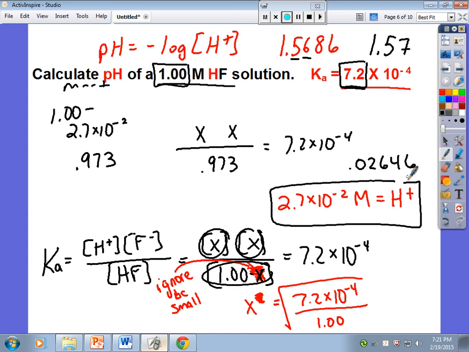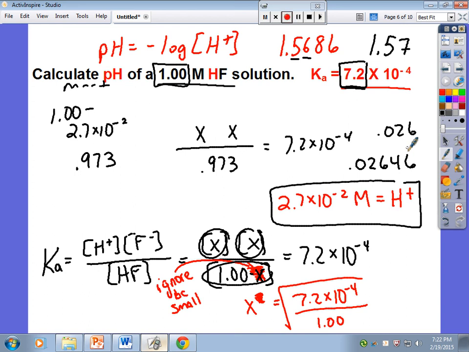0.02646, which is pretty close. It's 0.026, okay? Taking some rounding errors in there, that's what my answer is. Okay? Now, let's think about this for a second.